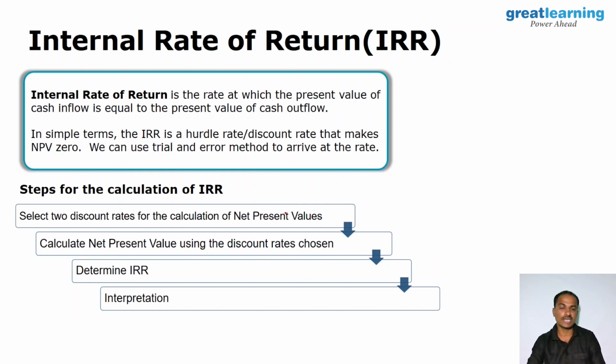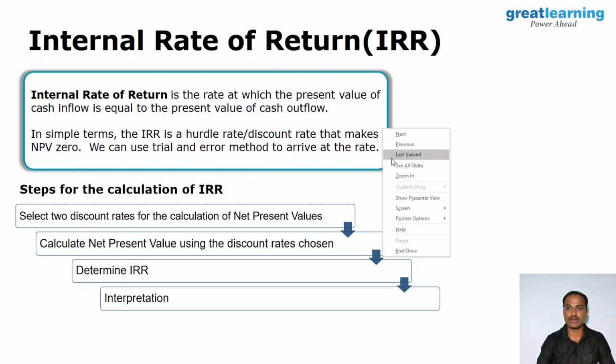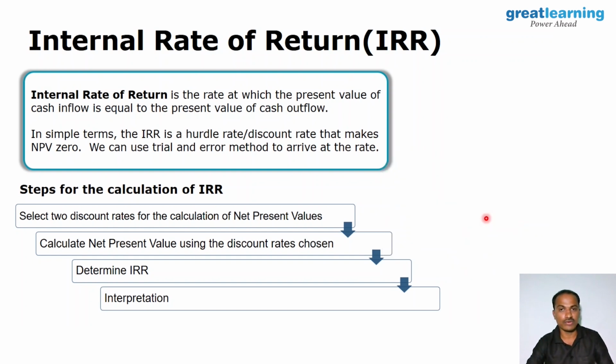But here in internal rate of return, we are trying to calculate the discount rate. We are not calculating the cash flow; we are calculating the discount rate at which the present value of cash inflow and the present value of cash outflow are equal. That is the reason this is also called the hurdle rate. The discount rate is also called the hurdle rate. So we generally use these two terms, hurdle rate or discount rate. So we are calculating the discount rate here.